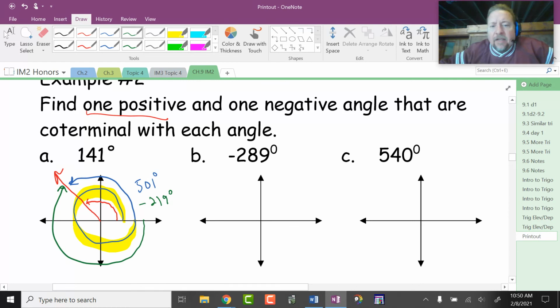David, negative 289. What quadrant does that land in? The first quadrant. I mean, we should know that before we do any figuring out of this. Should have done that in red. Oh well. What's this angle measure? That's one of our answers.